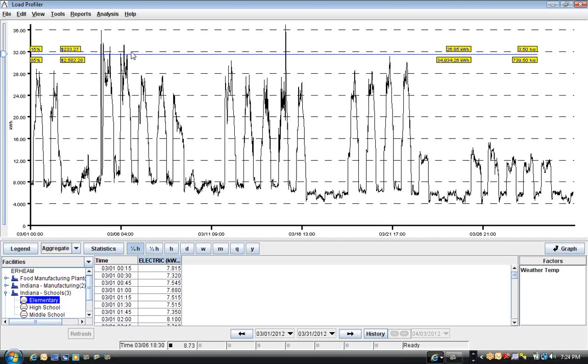My customers really appreciated that. It was a win-win from the utility standpoint, from my standpoint, and a win for the customer as well. So that's a quick overview of how to use the Load Profiler to bring a load profile report, using the slider bar to identify some dollar savings, and then taking that to the customer.